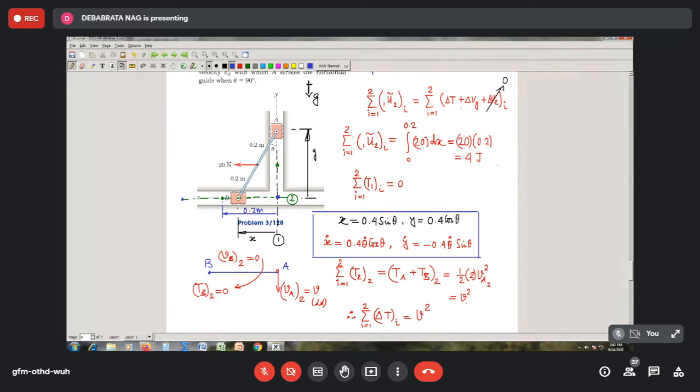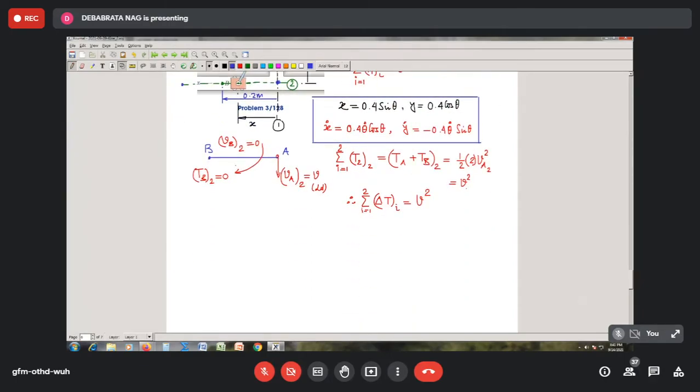Now, in order to calculate the total change in the potential energy, I can write the summation of delta Vg i, varying from 1 to 2, which is basically equal to Vg2 minus Vg1 for particle 1, plus Vg2 minus Vg1 for particle 2. This is the way I will write it.